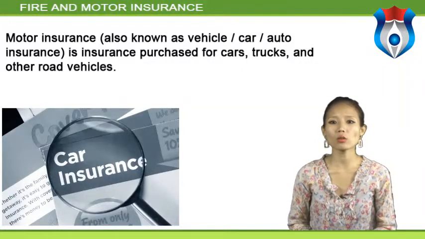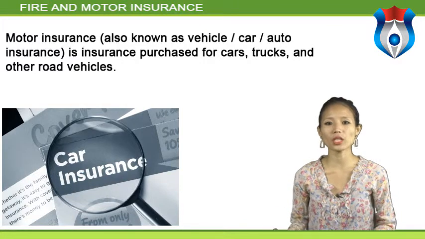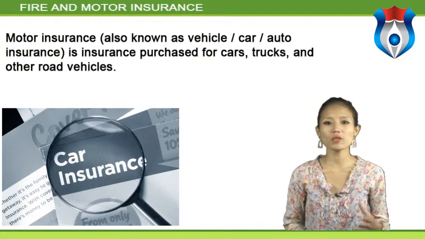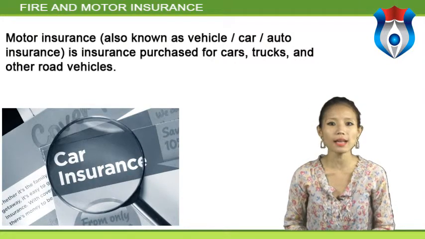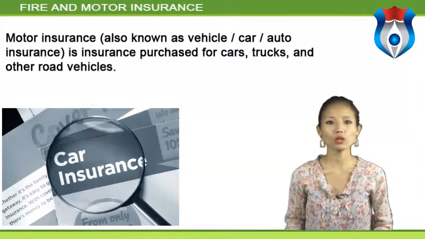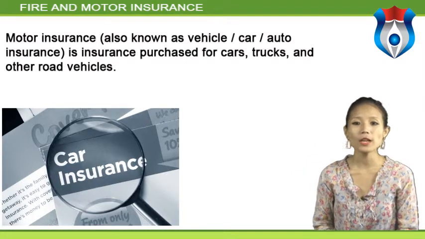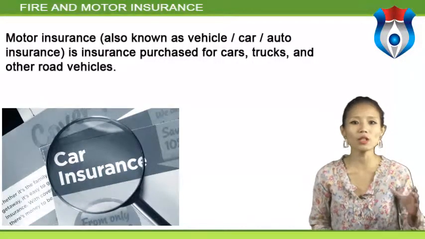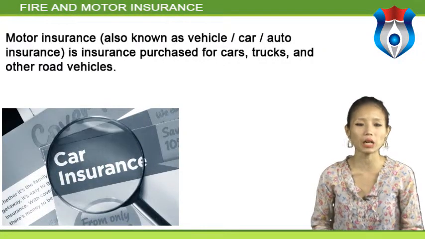Motor insurance, also known as vehicle or car or auto insurance, is insurance purchased for cars, trucks and other road vehicles. Its primary objective is to provide protection against physical damage resulting from traffic collisions and against liability that could also arise therefrom. Motor insurance in India covers for the loss or damage caused to the automobile or its parts due to natural and man-made calamities. It provides accident cover for individual owners of the vehicle while driving and also for passenger and third-party legal liability.